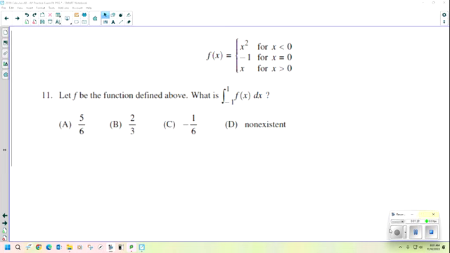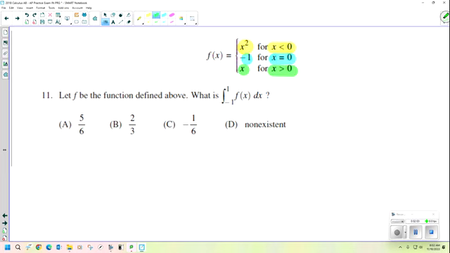All right, what I notice specifically about the function that's given to us is it splits at 0. And what do I mean? I'm going to use x squared anytime my x is less than 0, for negative numbers. Anytime my x is negative, I'm using x squared. I'm going to use -1 anytime x is actually 0. And anytime x is positive, I'm just going to use the equation f of x equals x.